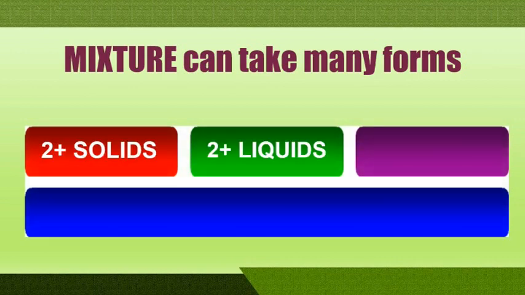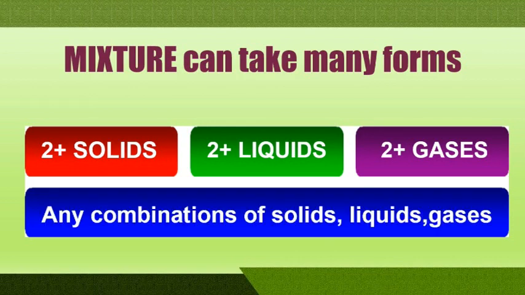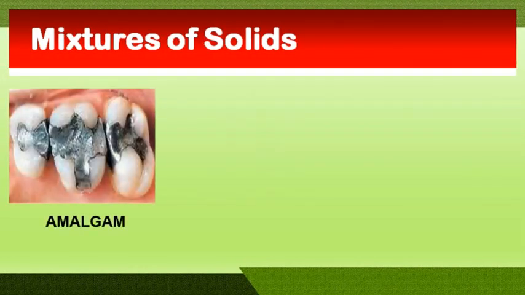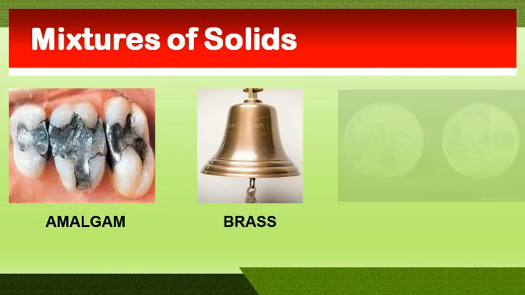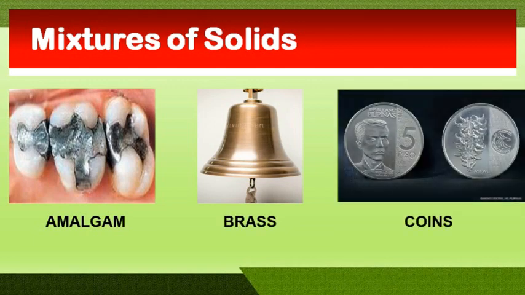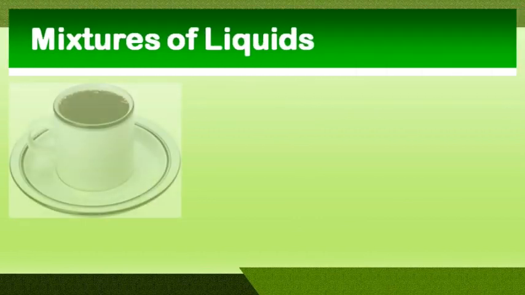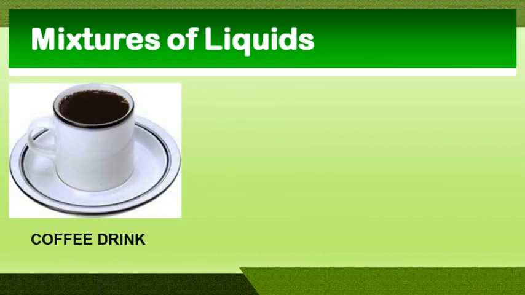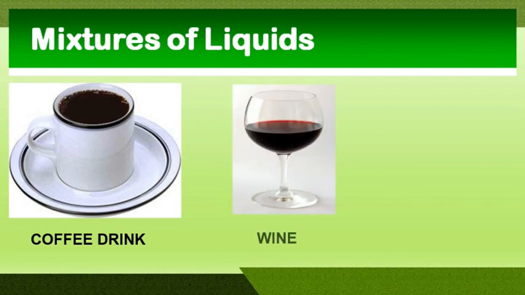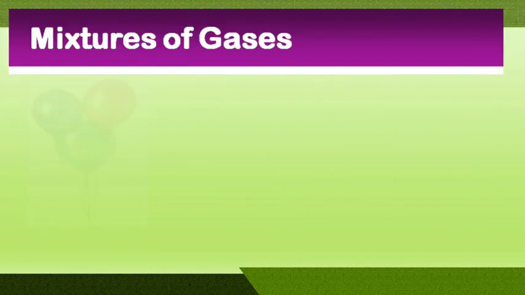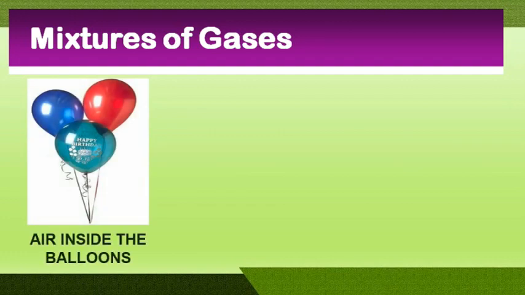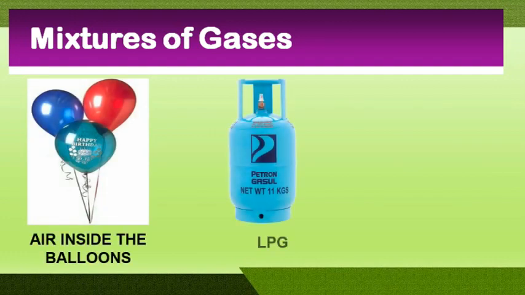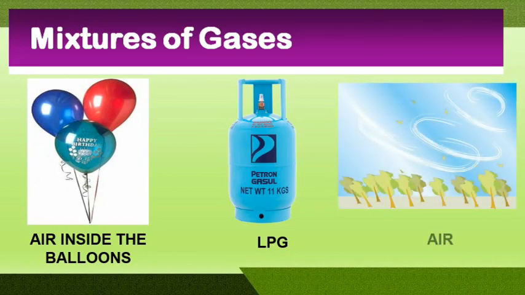Mixture can take many forms: two or more solids, two or more liquids, two or more gases, or any combinations of solids, liquids, and gases. Example mixtures of solids are amalgam, brass, and coins. Mixtures of liquids are coffee drink, wine, and vinegar. Mixtures of gases are air inside the balloons, liquefied petroleum gas, and air.